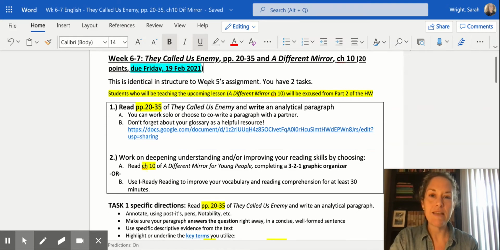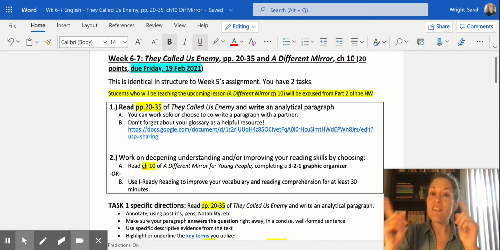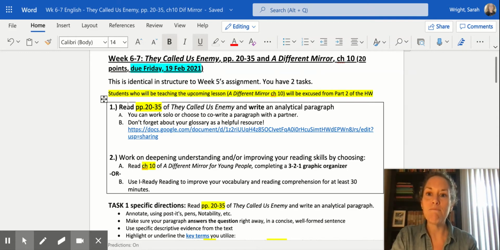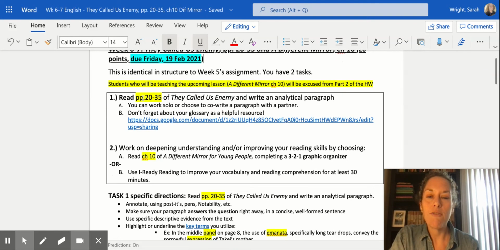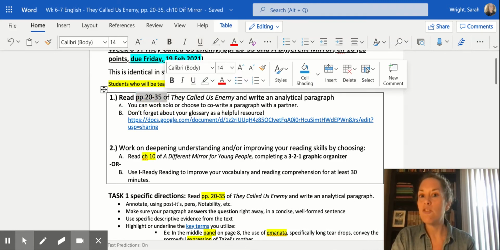Like it says, this is identical in structure to last week's assignment. You have two tasks. You need to do both tasks. It's not a choose one or two. You got to do both, but there is choice involved in both of those parts. So first things first, we're continuing reading The Cultist Enemy, pages 20 to 35, and then you'll write a paragraph.